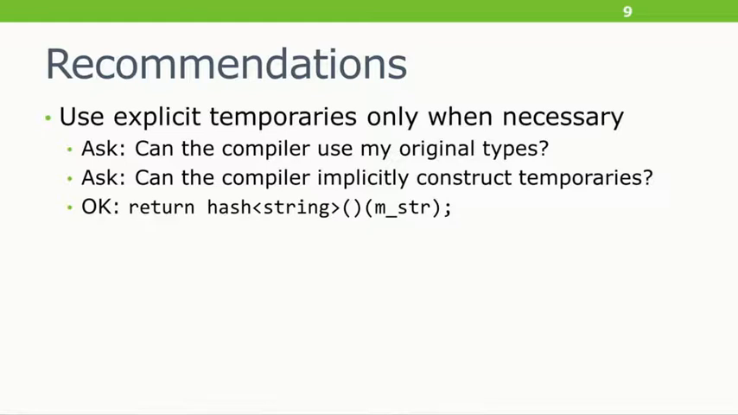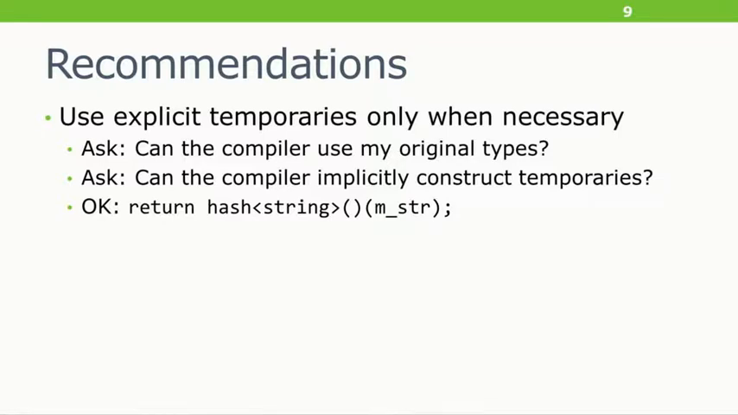You should be asking, I've got some types here. Can the compiler just use them directly, like in the case of string's operator plus, taking a std::string on the left and const char star on the right? If so, definitely don't create extra temporaries. Or sometimes the compiler can't work with your original types, but it can implicitly construct a temporary, and that's the best you can do. I see this all the time in cases where something is, say, returning a std::string, and the function needs to return a string literal, and the user says, return string paren string literal. Why? If you just returned a string literal, then the compiler would construct that return value for you.